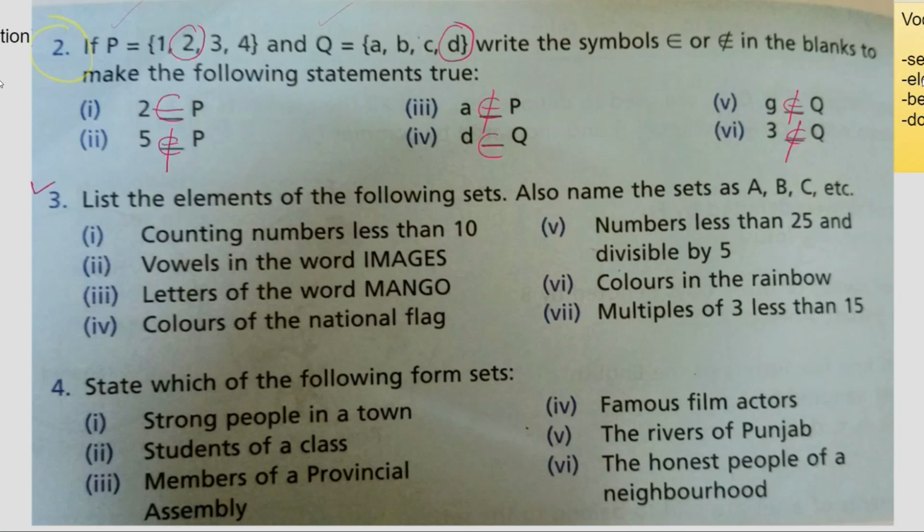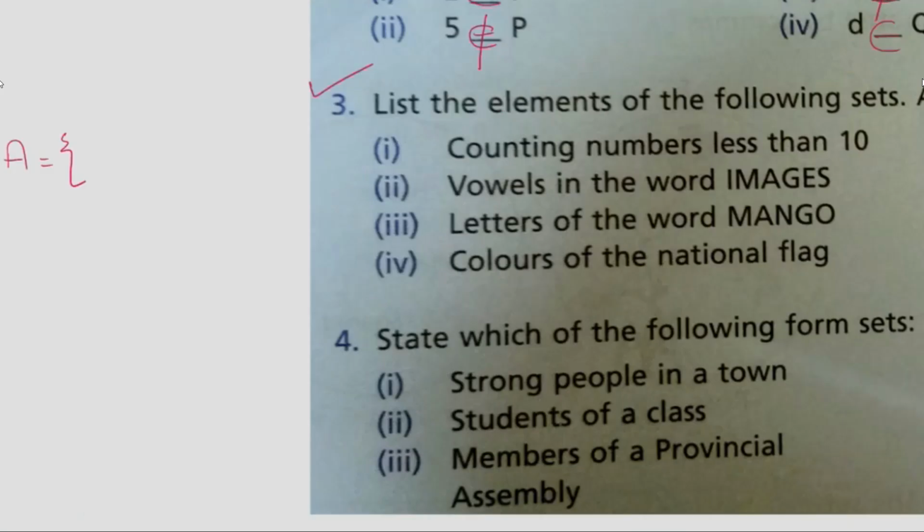Now let's discuss question number 3. Question number 3 says list the elements of the following sets. Also name the sets as A, B, C, etc. So here the first is in descriptive form: counting numbers less than 10. We can write A is equal to, in set notation. We can write B, C or D as well. Here I have denoted that set as A, that is equal to all counting numbers less than 10.